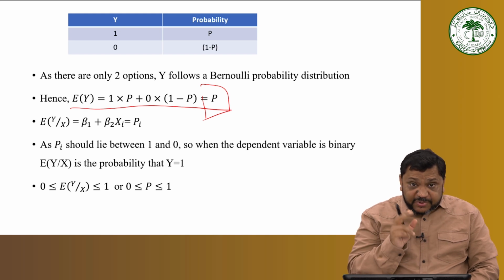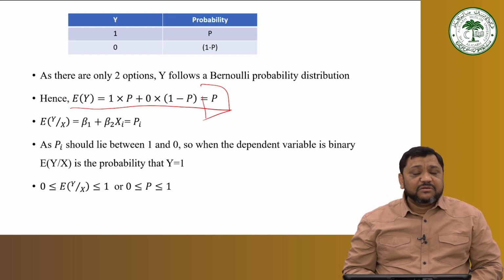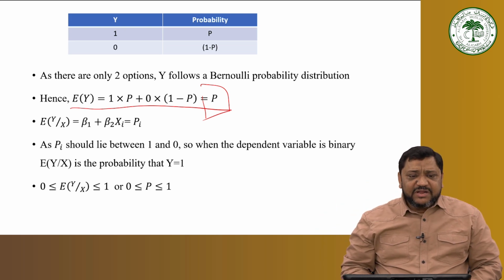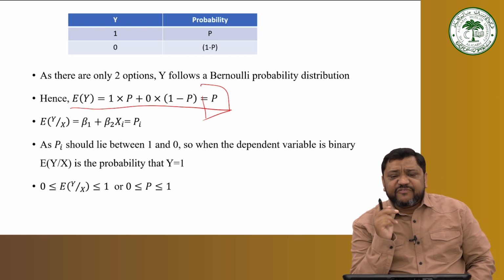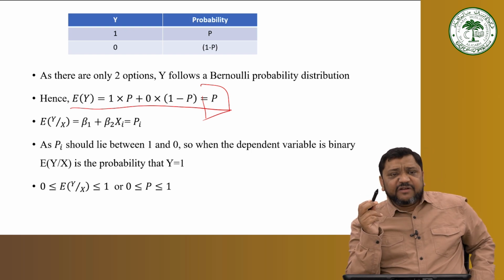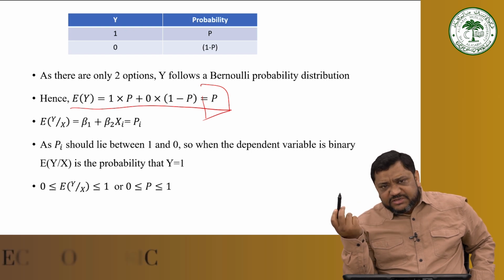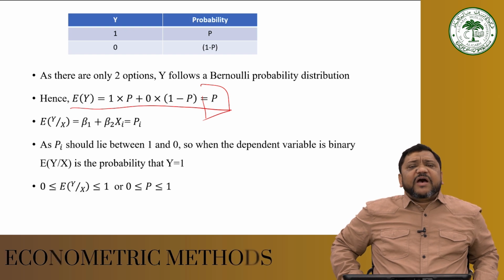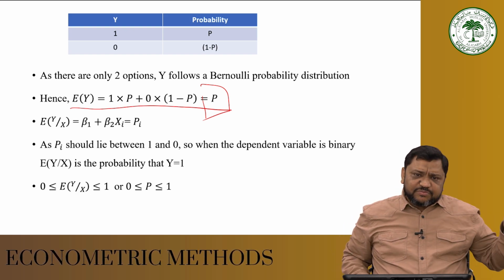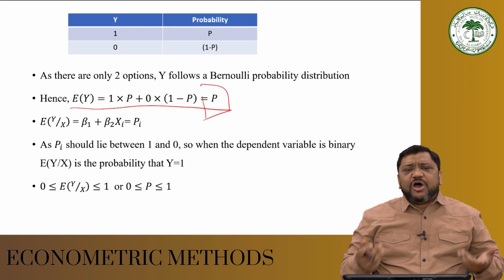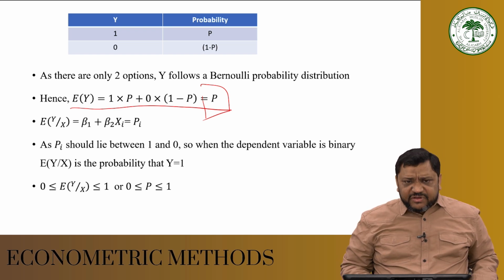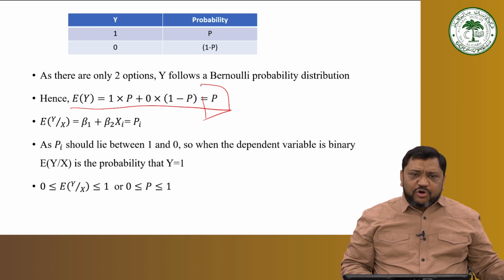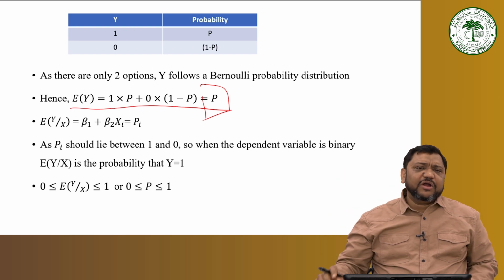Now, as p is a probability, it lies between 0 and 1. As probability lies between 0 and 1 and the dependent variable is binary, the expected value of y given x is the probability that y is equal to 1. So we can say that the expected value of y given x is more than or equal to 0 and less than or equal to 1, or that the probability of success, here the probability of having a car, is more than or equal to 0 and less than or equal to 1.